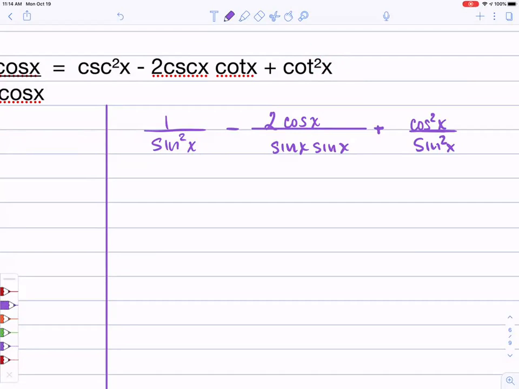Okay, so what I'm going to do at this point is I'm just going to write all 3 of my fractions and they have a common denominator. So really, I'm not doing any math right now. I'm just copying the line above, but I'm writing it with a common denominator. So I have a 1 minus a 2 cosine of x plus a cosine squared of x. I'm just copying the numerators.